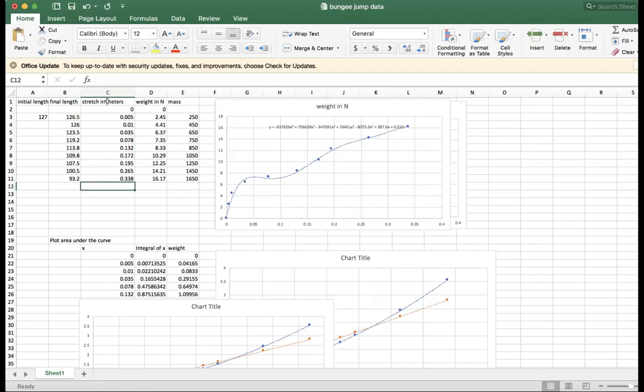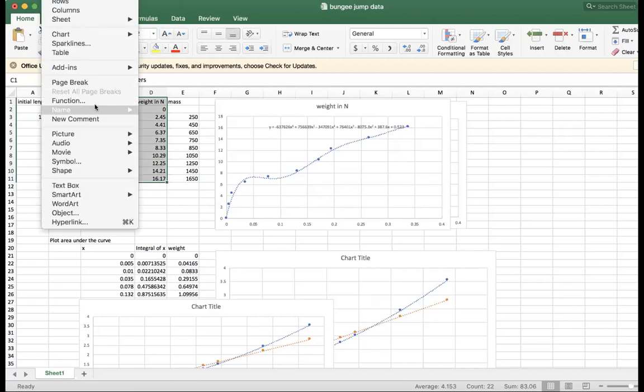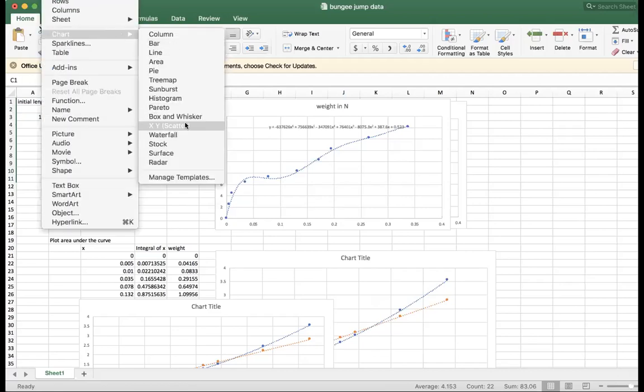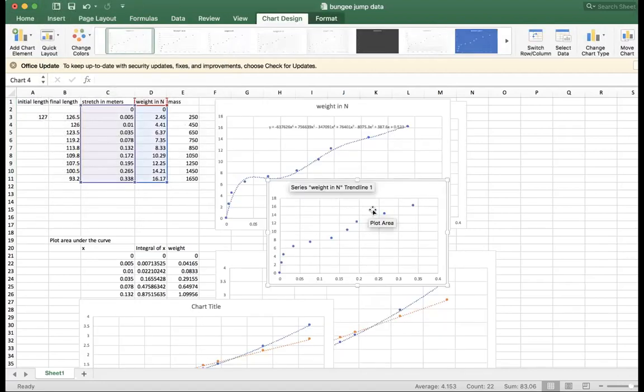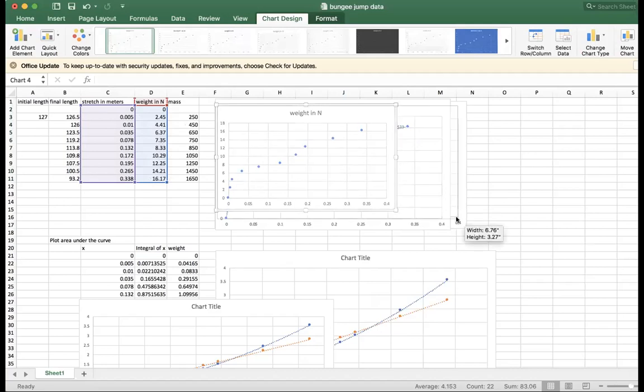So what you want to plot is your X versus your Y. Be very careful, you need to add a 0, 0 point. That means when you add 0 mass, you should have 0 stretch. You need to include that 0, 0 point in your graph to make sure that it fits correctly. Then you insert the chart and choose a scatter plot. It will give you a graph.